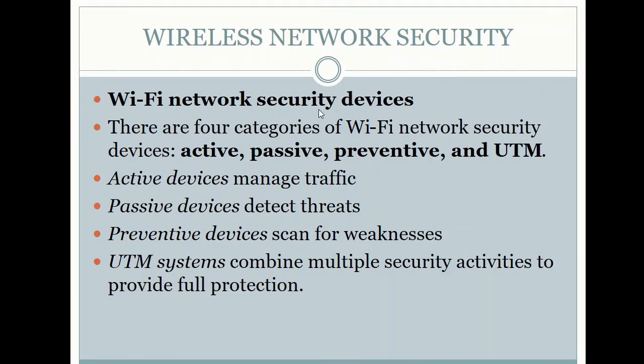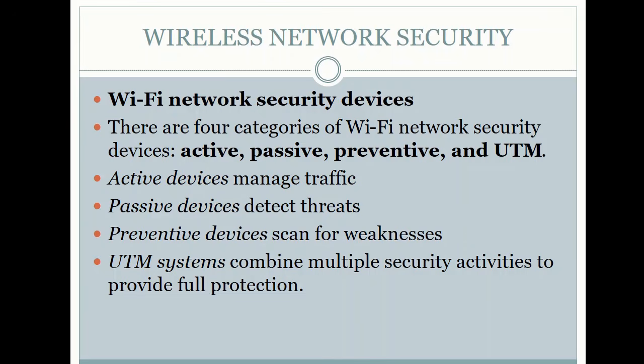Next, Wi-Fi security devices, network security devices. These devices are categorized into four broad classifications. First one is active devices. This is for managing the traffic occurring in the network. And the second one is passive devices. This is for detecting the threats occurring in our system or network.